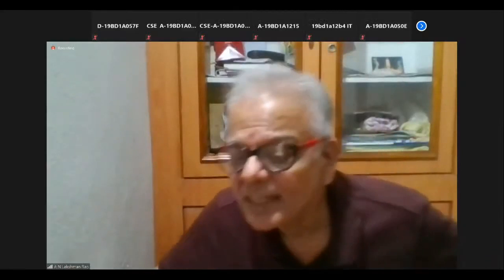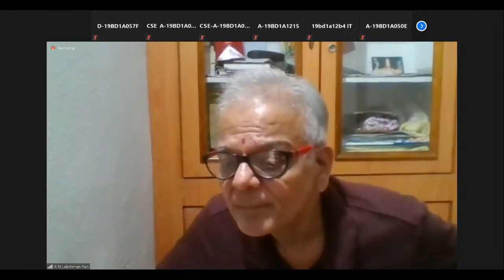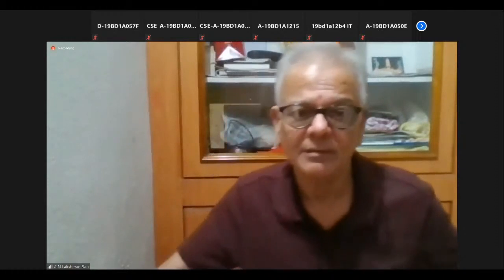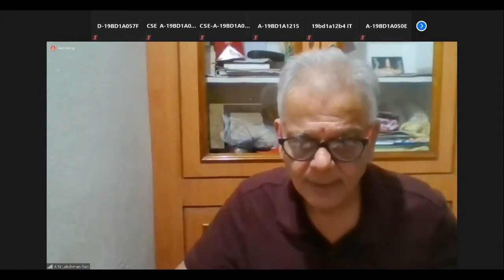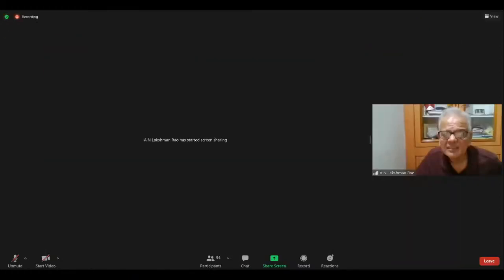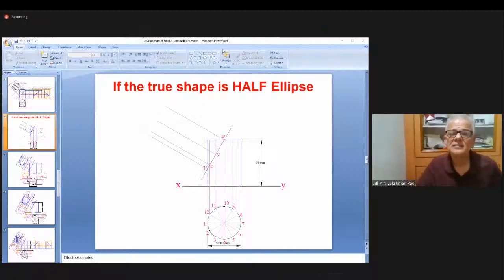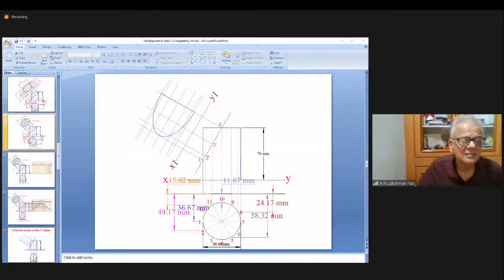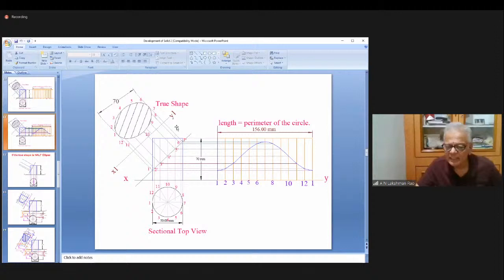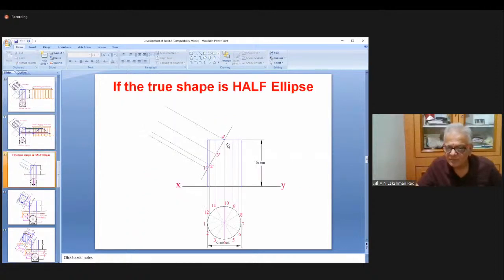Now, shall I repeat the problem or do the semicircular problem? Shall I repeat this problem or complete the semicircular one? Right, very good. Now, in the previous problem, he said this is the full cylinder, and the complete head has been cut off. Now it is half. He says the true shape is a half ellipse or semi-ellipse, half or semi, anything is okay.